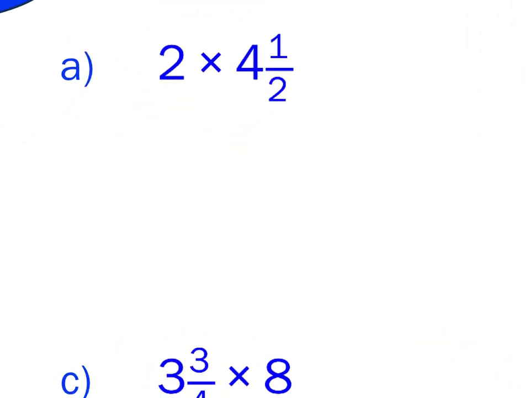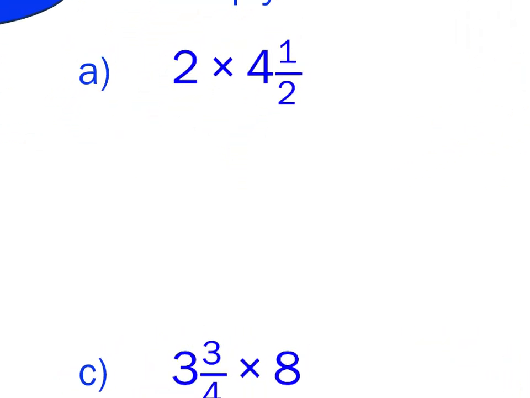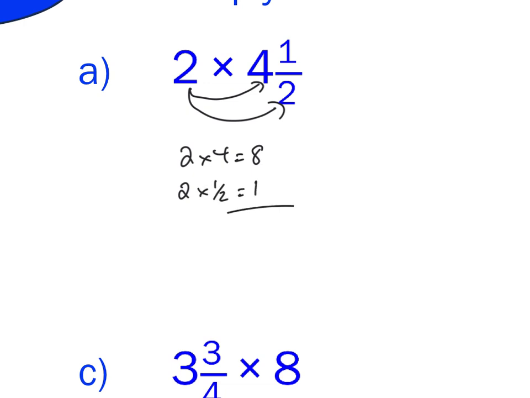Okay, so let's go ahead and multiply. 2 times 4.5. What we do is we take the 2 and we multiply it by each of the pieces separately. So 2 times 4 is 8. And 2 times a half, so what's half of 2? 1. And then we add those together and we get 9. And we're done.